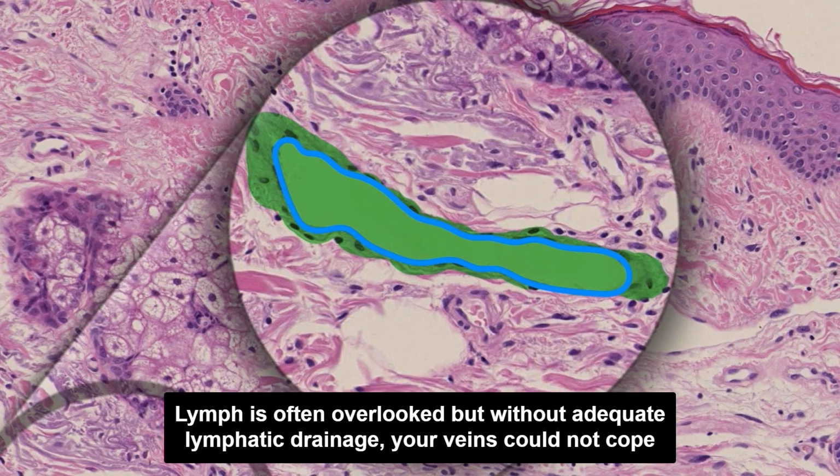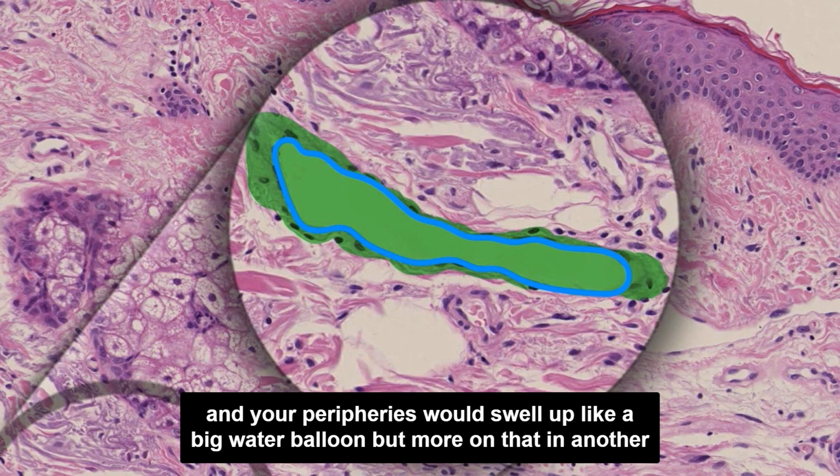We know this is a lymphatic vessel because it is a relatively large diameter vessel in the dermis. Lymph is often overlooked, but without adequate lymphatic drainage, your veins could not cope and your peripheries would swell up like a big water balloon. But more on that in another tutorial.